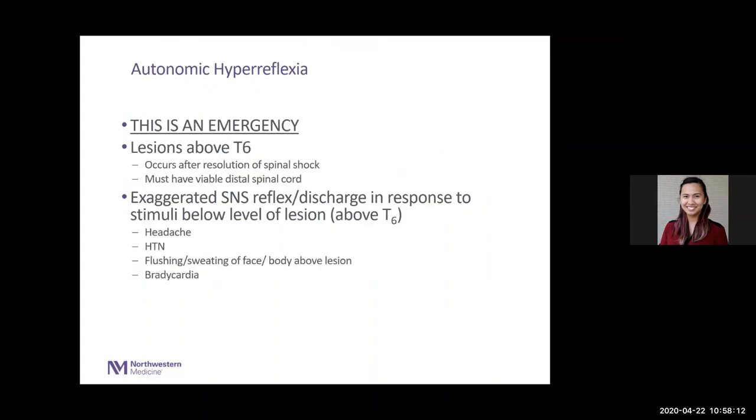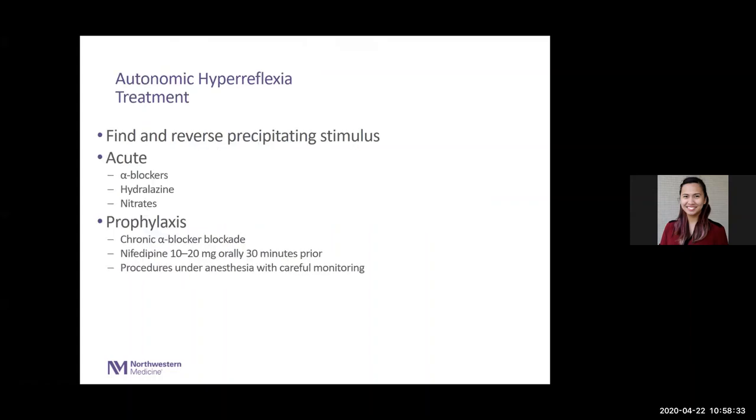It's an emergency for lesions at T6 and above. It's an exaggerated, basically sympathetic outflow for stimulation below the level of the lesion. And this is life-threatening. These patients' pressures can go very high, in the 200 range, 250, and they get reflex bradycardia. Most of them have a sensation when this is going to start, and so it's good to be there talking to them.